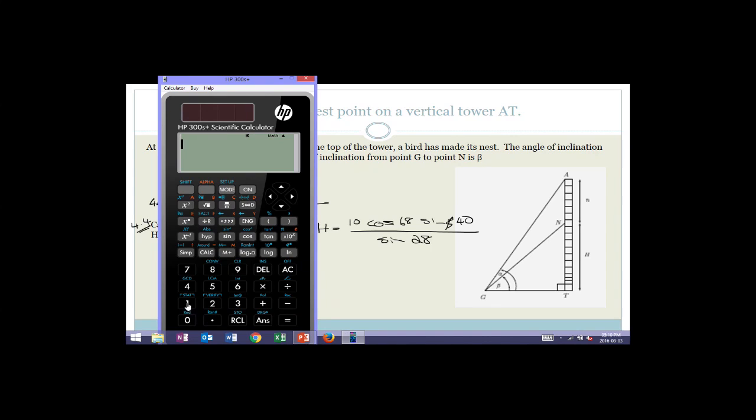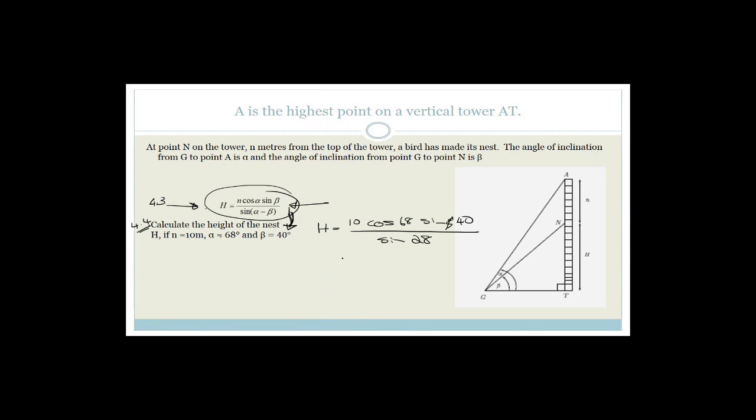Okay, so let's do this. It becomes 10 multiplied by cos 68, close bracket, multiplied by sine of 40, close bracket, divided by sine of 28. Sine 28 equals 5.13. So the height is 5.13 meters. There you go. Not too bad, hey? Right, let's do another example.